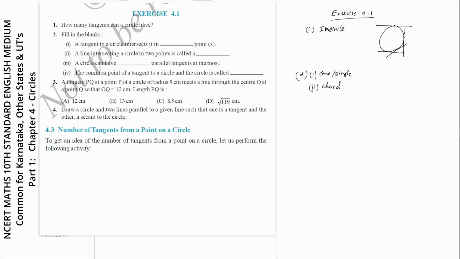Oh no, I think it's secant. I'll change it to secant. So if there is a circle and if I draw a straight line PQ so that it intersects the circle at points A and B, then the line PQ is called a secant. Secant.